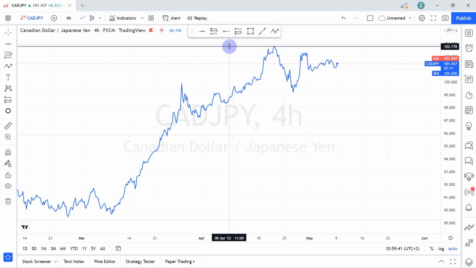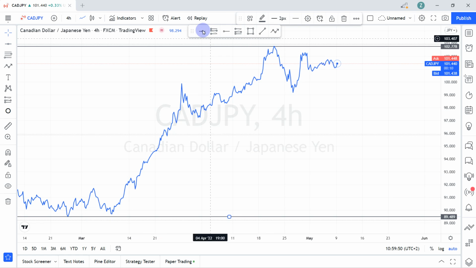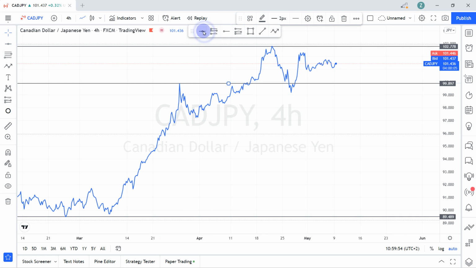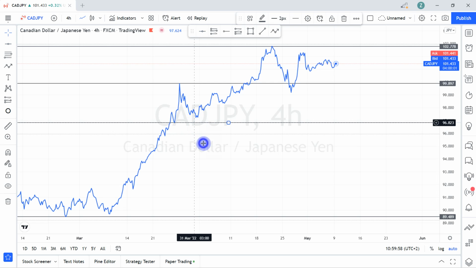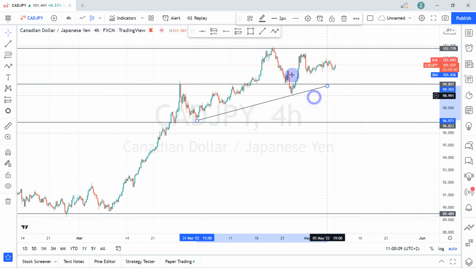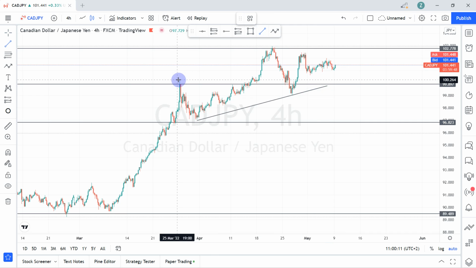This is my highest high. This is my lowest low. So this is also a key level that I want to cater for. This is also a key level that I want to cater for. So this is the playground of the market. As you can see, we're currently in buys. Market is buying.